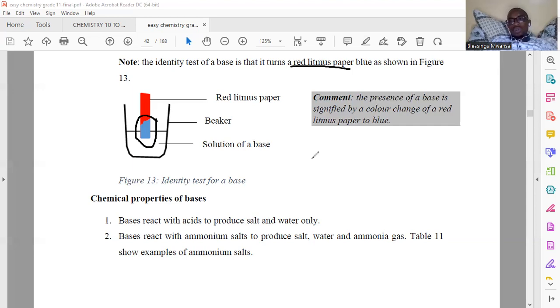Bases undergo two chemical reactions. The first reaction is neutralization reaction. They react with an acid to produce salt and water only. This is known as a neutralization reaction.